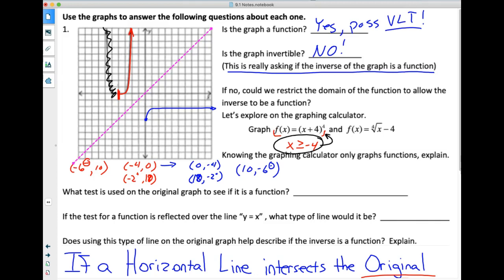And what that does, it should make sense, okay? That's an even one, so I can't put negatives in there too. So let me just kind of get at this here. What test was used on the original graph to see if it was a function? I wrote that up here. That was the vertical line test.